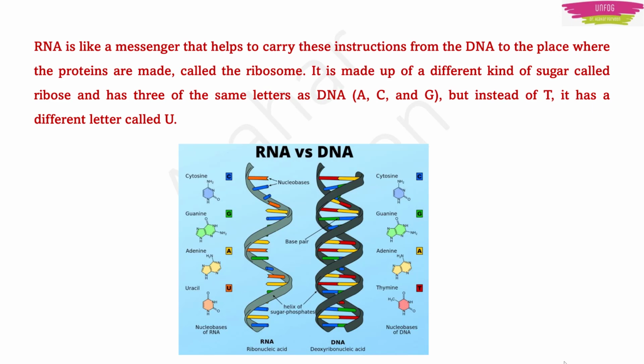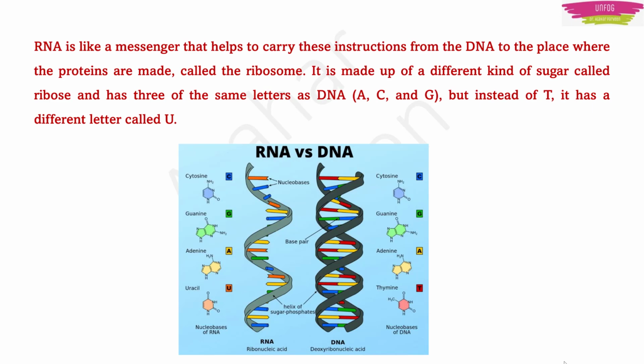Now that we know about DNA, let's talk about RNA. RNA is like a messenger that helps to carry these instructions from the DNA to the place where the proteins are made, which is the ribosome. It is made up of a different kind of sugar called the ribose sugar, and it has 3 of the same letters as DNA. They are A, C and G. But instead of T, that is thymine, it has a different letter called U, which stands for uracil.